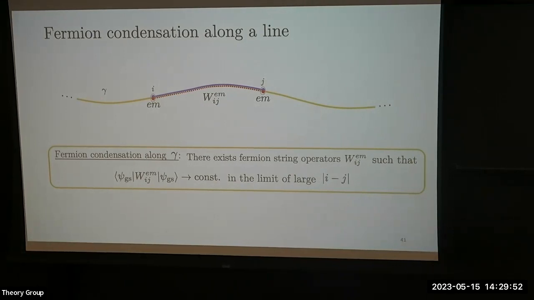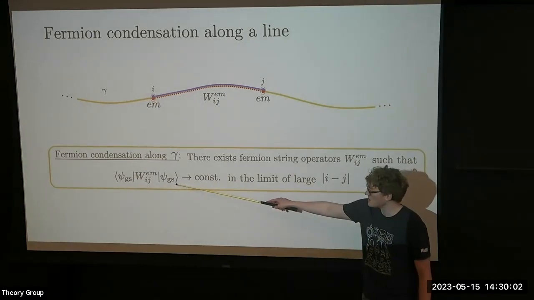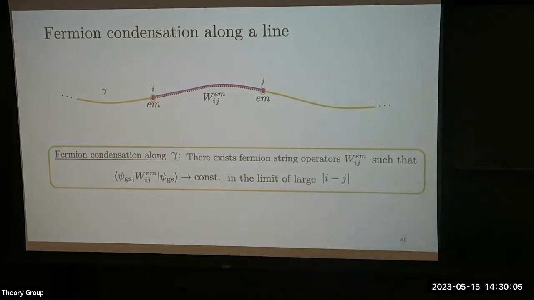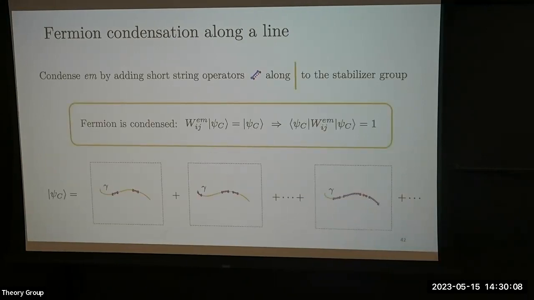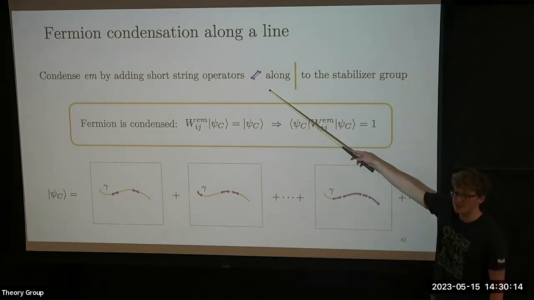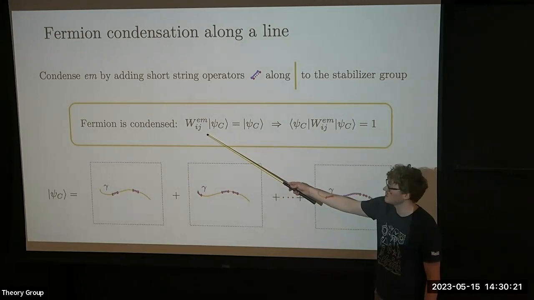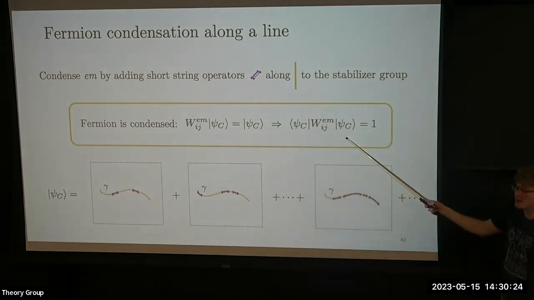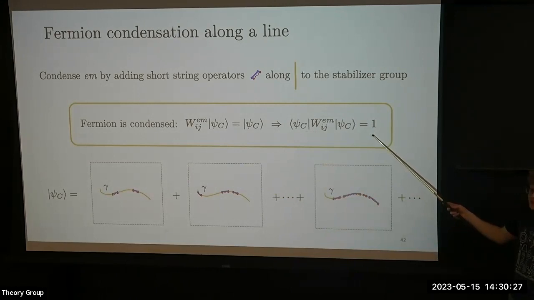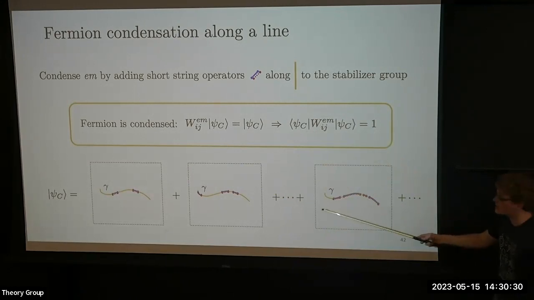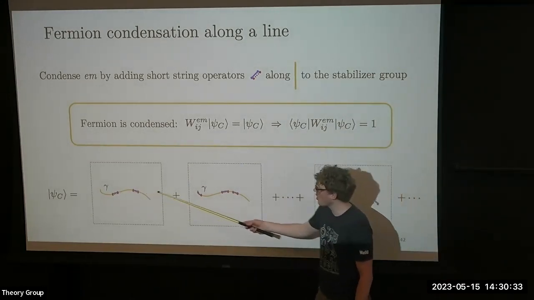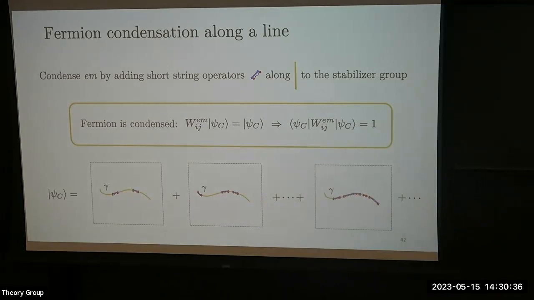Now, in the context of Floquet codes and stabilizer codes, the statement simplifies. Here, we don't need the ground state. Our state of interest is the code state. So for us, what we do to condense fermions along a line is we force those fermion string operators to be stabilizers along the line. If these string operators are stabilizers, then this expectation value, by definition, is one. And we've condensed fermions along the line. The code states will look like superpositions of states where you have all possible combinations of fermions along that line.